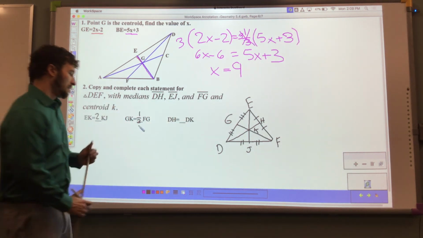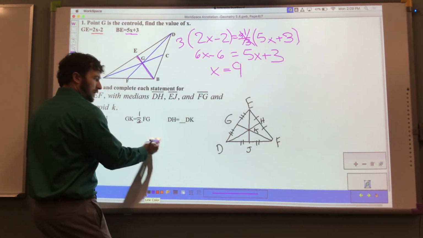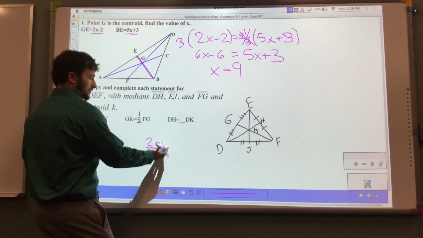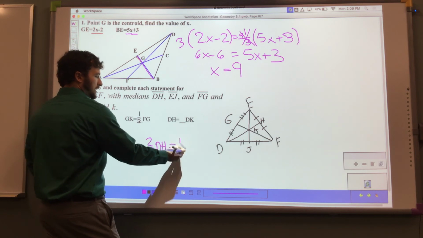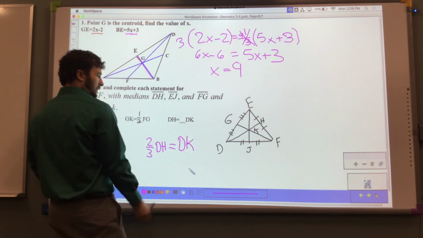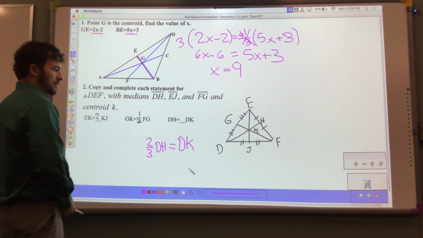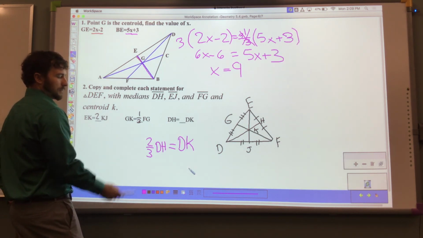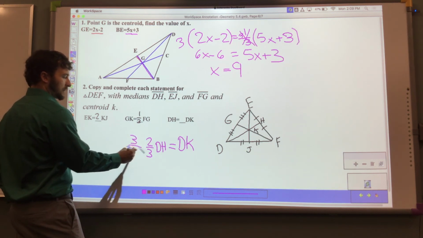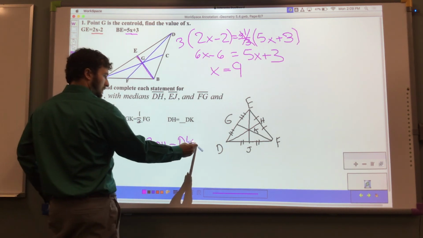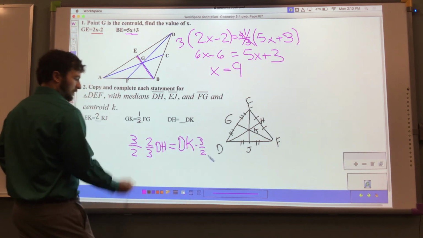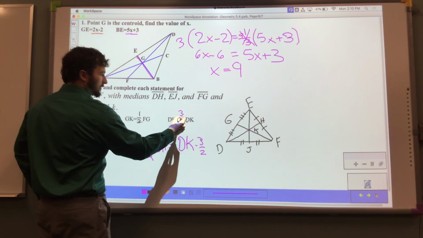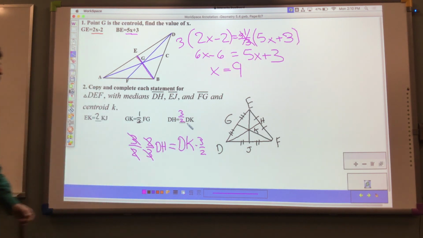That would be wrong. But we do know that if you flip it, 2/3 of the big one, which is DH, equals DK. So if we want to solve for DH, we're going to multiply both sides by the reciprocal, 3/2. So you multiply by the reciprocal, well, 2's cancel, 3's cancel. So DH equals 3/2 of DK.